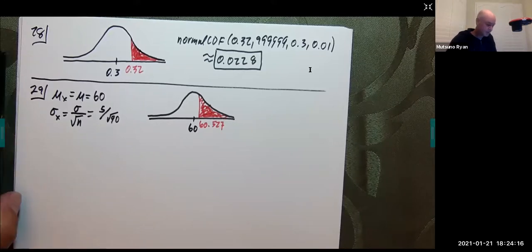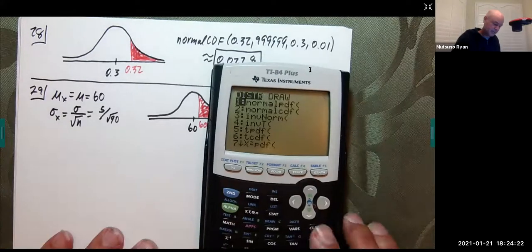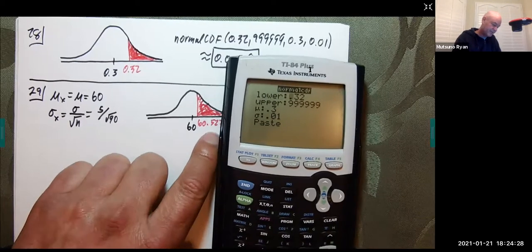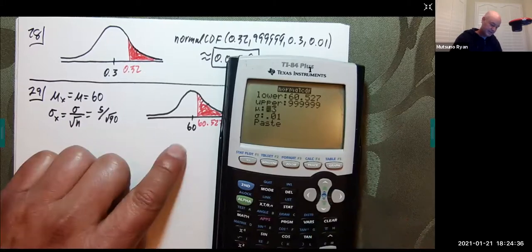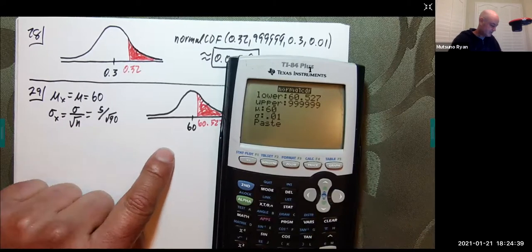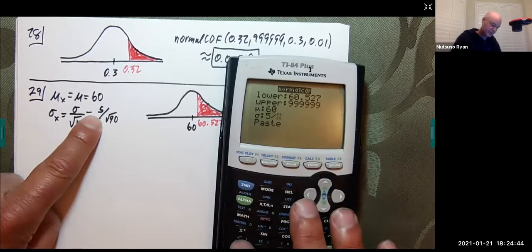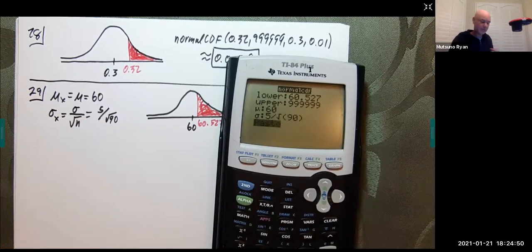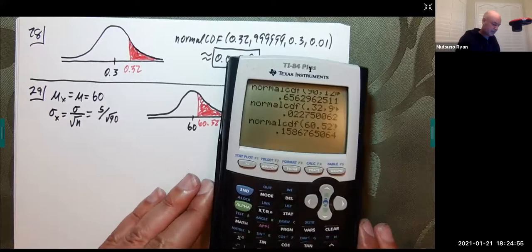Let's actually do it. So now I'm going to go to second distribution, normal CDF. The lower bound is now 60.527. The upper is 9999 again. The mean is 60. Now the standard deviation is changing, but I can actually type it in just like that: 5 divided by the square root of 90. It'll make that computation for me within it. Here we go. Let me write down what I typed in.